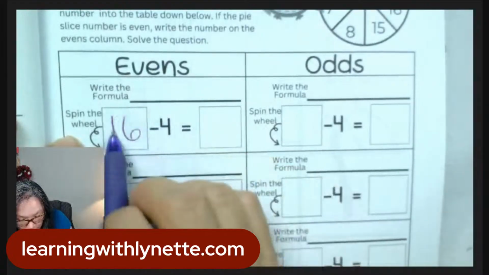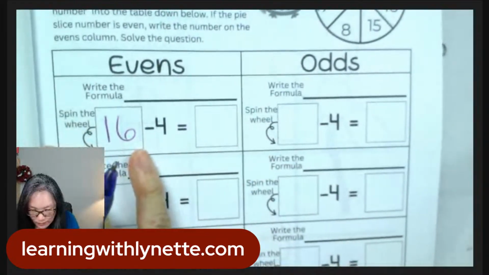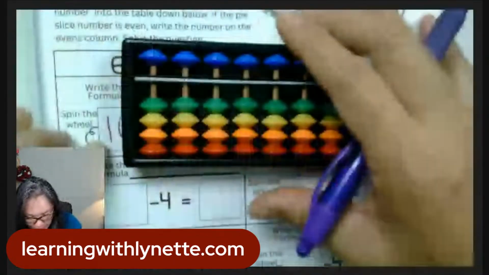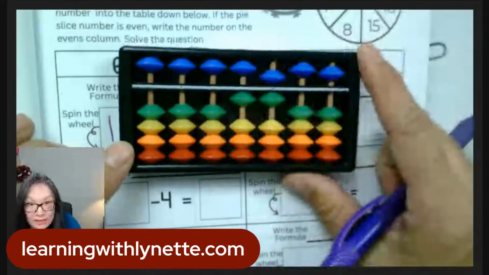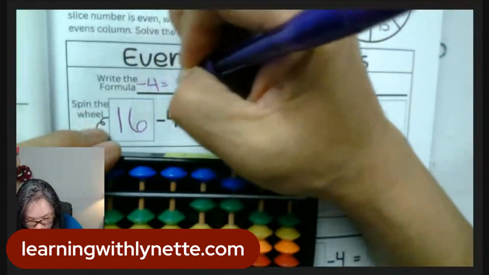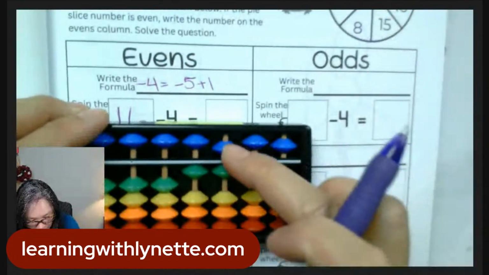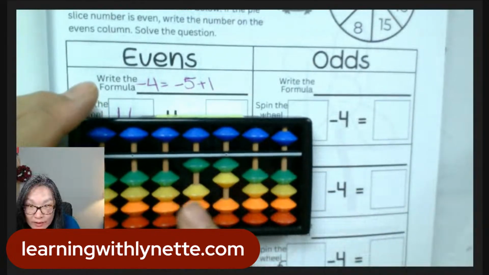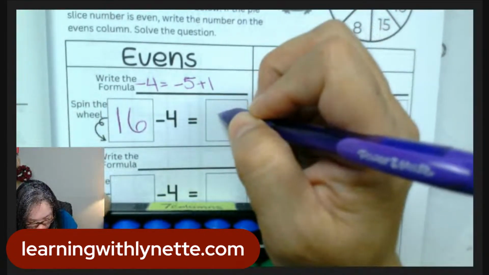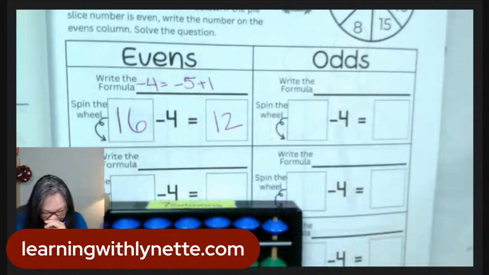16, and minus the 4. What is minus the 4? If we have 16, a 1 and a 6, and I want to minus the 4, minus the 4 is equal to minus the 5 plus the 1. So it's minus the 5 plus the 1, and my final answer is 12. Ooh, I like that.